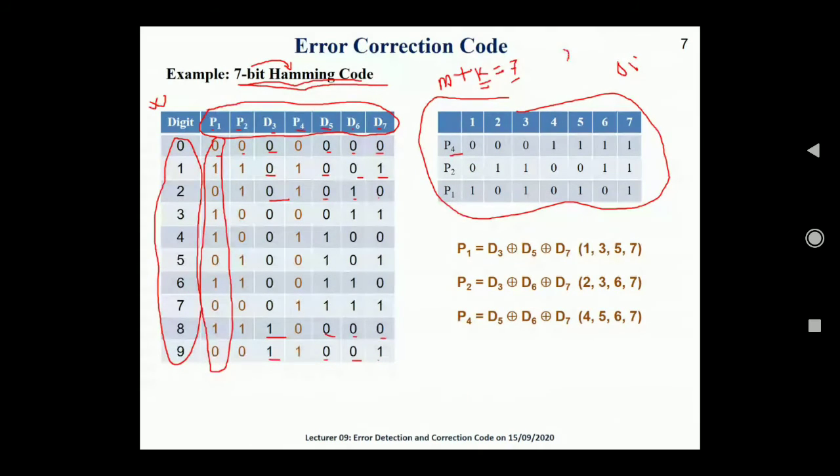P4. How is P4 generated? 2 to the power 2 means 4. 2 to the power 1 means 2. So here I am writing P4, P2, and P1. 2 to the power 0 means 1. So here I am writing P1. This way, the highest priority bit you can write at the top, the second highest priority bit second from the top, and the last one at the bottom.